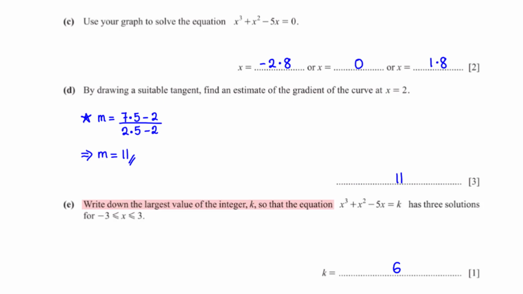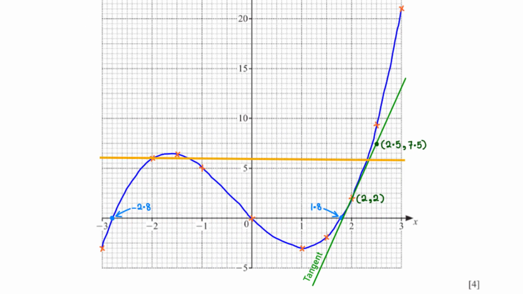Write down the largest value of the integer k so that the equation x cubed plus x squared minus 5x equals k has 3 solutions, for x greater than or equal to -3 and less than or equal to 3. In other words, we need to find the line y equals k such that this line cuts the curve at 3 points. This value of k needs to be the largest integer. From the graph, we see that this line is y equals 6, and so the value of k is 6.